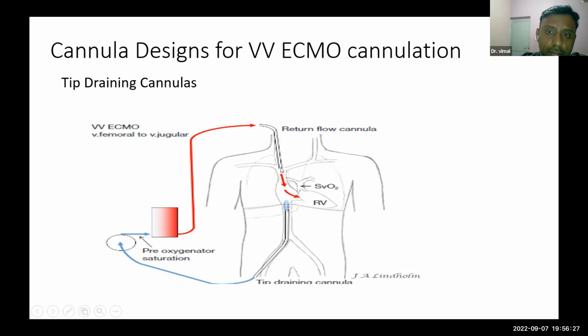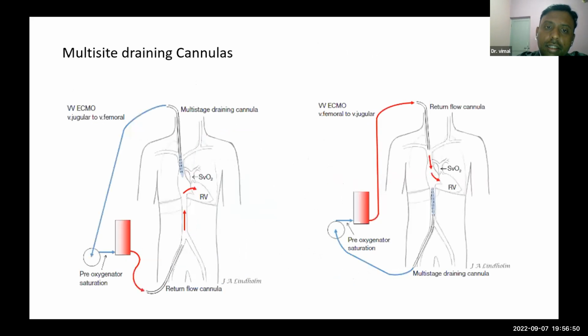So basically the tip has a single hole at the tip, which acts as the drainage as well as the return cannula. So during draining, it can drain the surrounding blood along with it. So the chances of recirculation are also pretty high with these tip draining cannulas. So the multi-site draining cannulas have been in vogue.